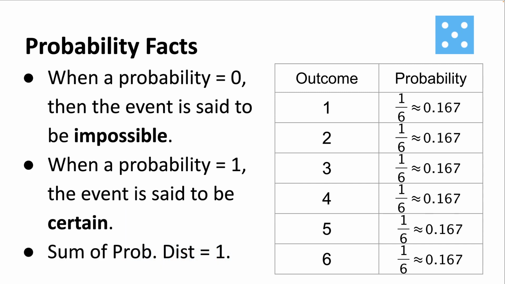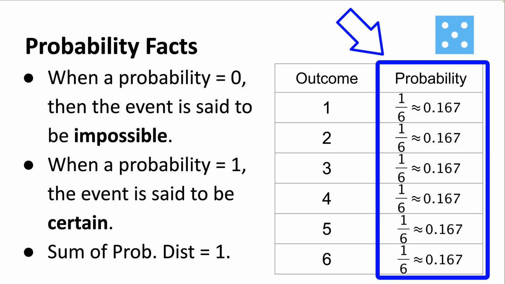And one last thing, the sum of all the probabilities in a probability distribution is 1. If you added up all the probabilities on the right-hand side of this table, 1/6 plus 1/6 all the way down to the bottom, you would get 6 over 6, which is 1, or 100%. And that's because if we roll a die, it is certain that we will roll a 1, 2, 3, 4, 5, or 6.